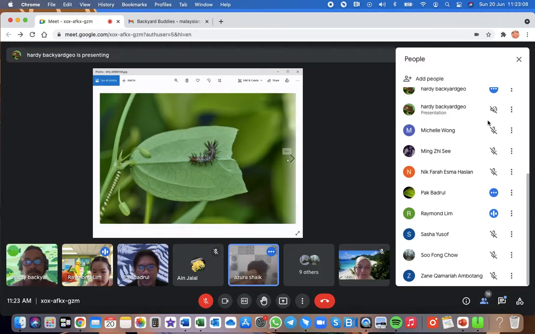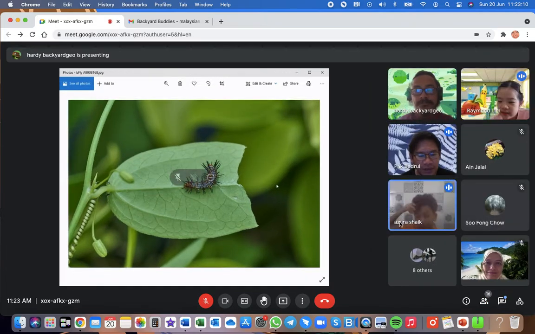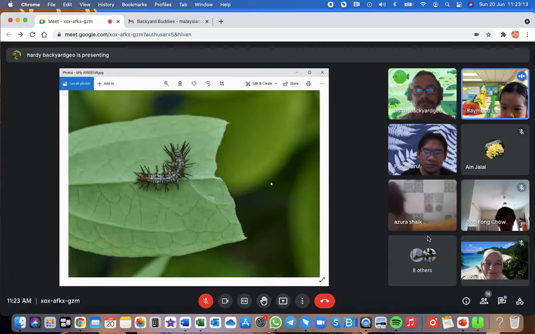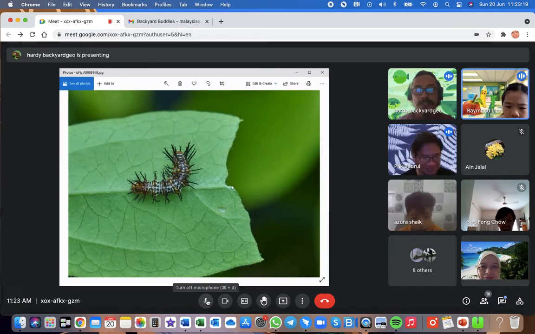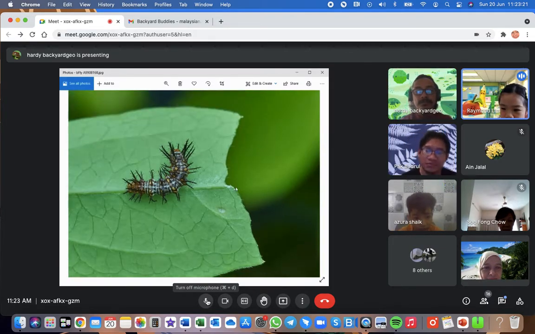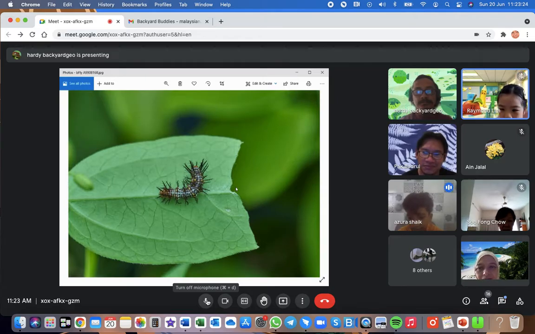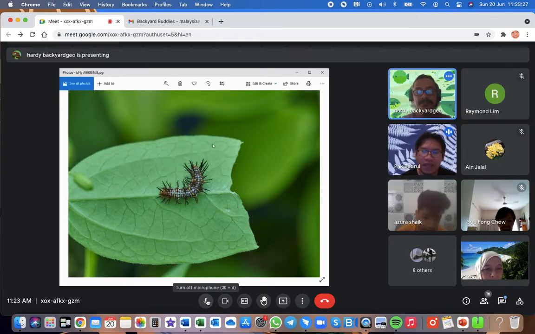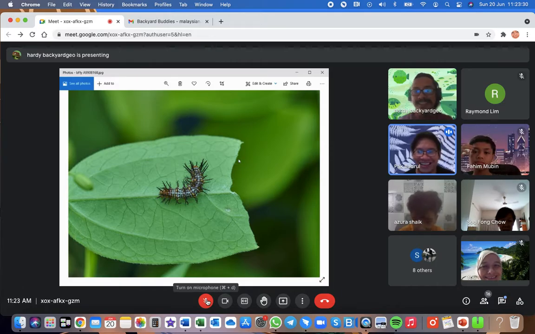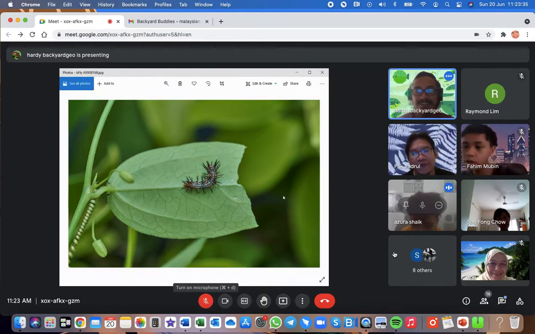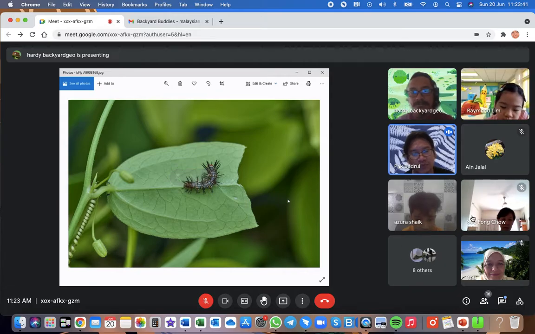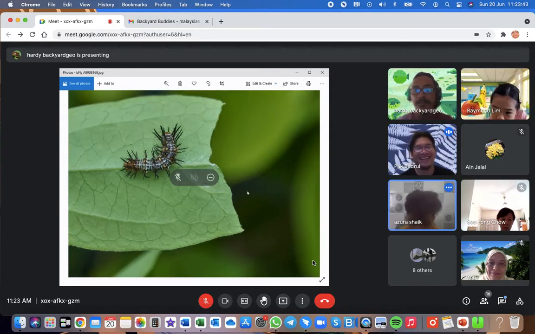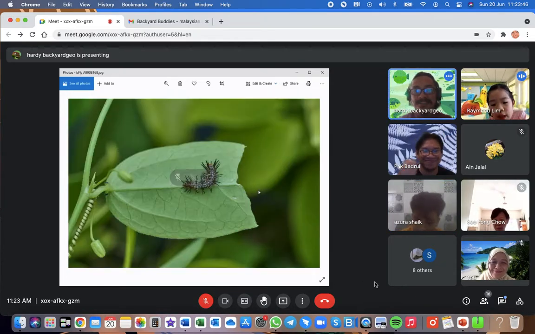What do caterpillars do? What do they do? Eat leaves. Yes, they eat and eat and eat. So after they finish eating, what do they turn into? Pupa. Wow. Good.